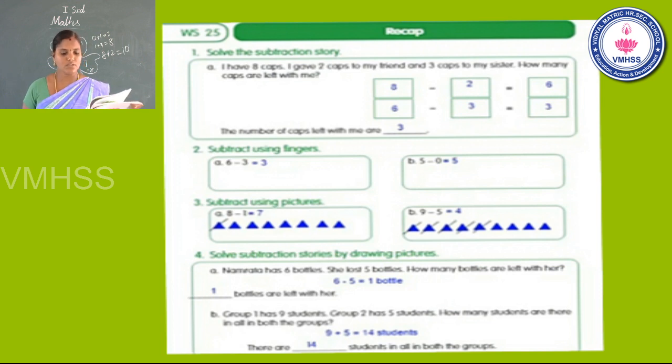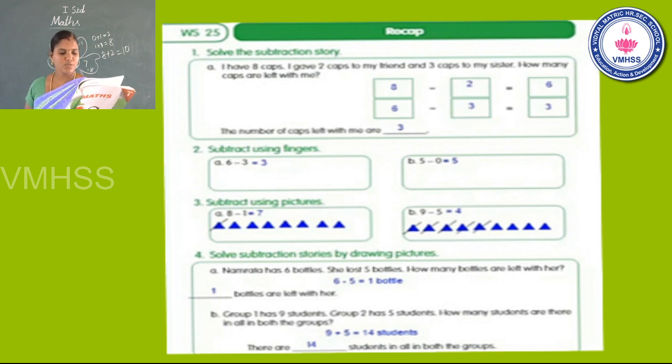Next one, B part. 9 minus 5. Draw the 9 triangles and cut the smaller number. Now cut the 5 triangles. 1, 2, 3, 4, 5. Count the remaining triangles, students. 1, 2, 3, 4. We get the answer 4.